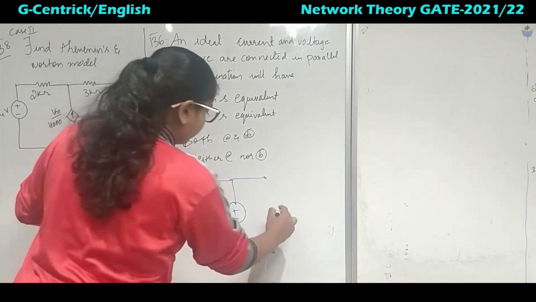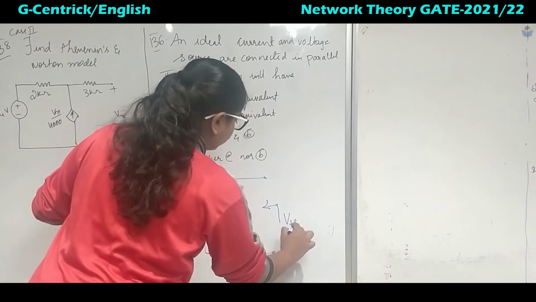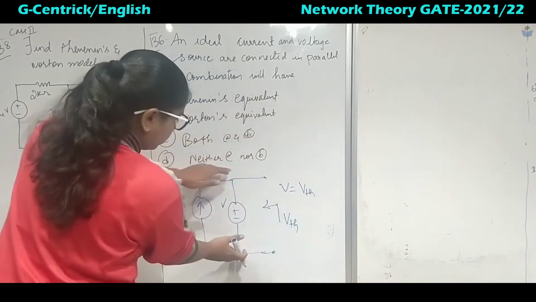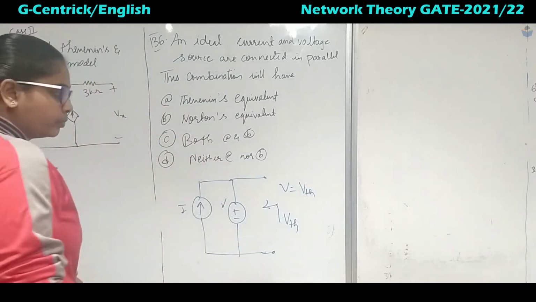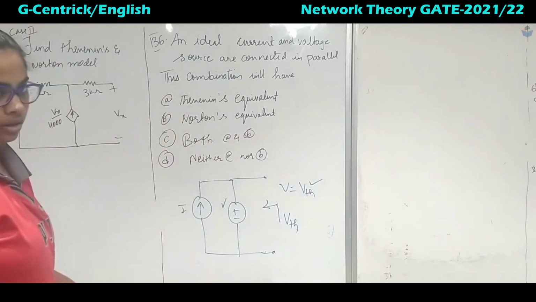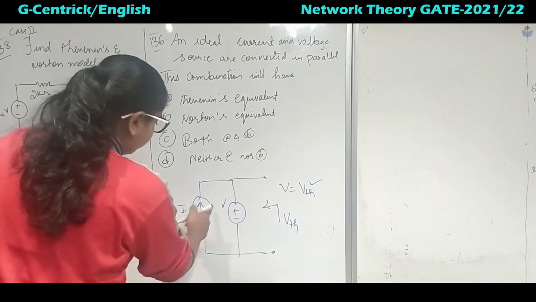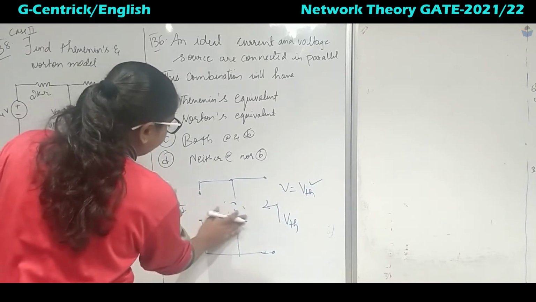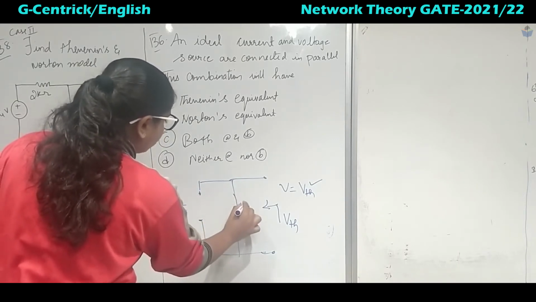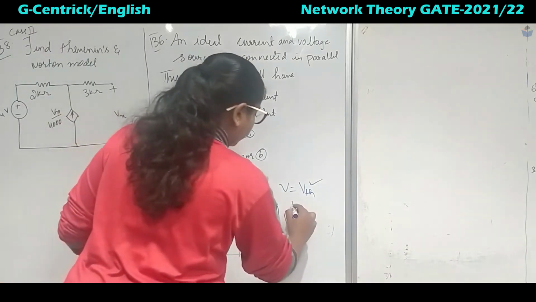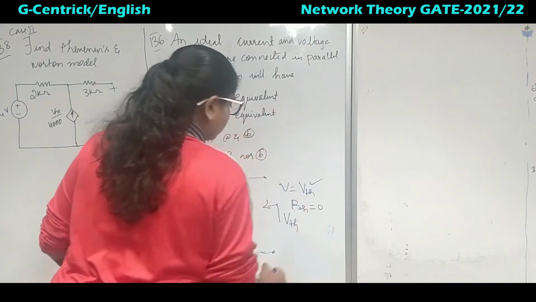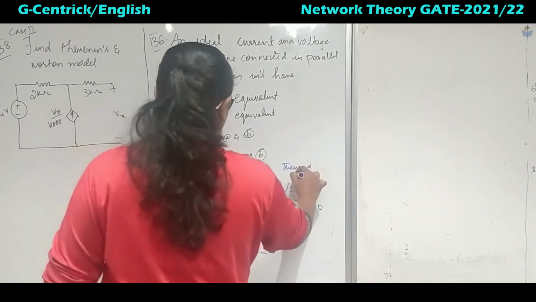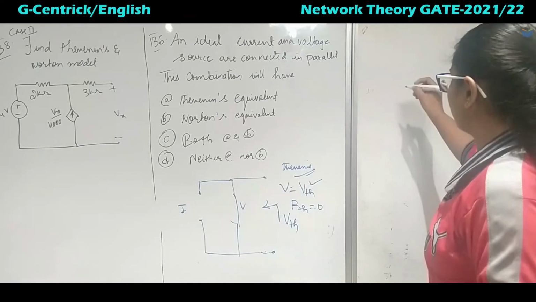Now first we will see Thevenin's. If this is V Thevenin, then the same voltage will occur here as well as here. So VTH will exist. For RTH, what do you have to do? You have to open the current source and short circuit the voltage source. Since there are no resistors, R Thevenin will be equal to 0. So this is a valid case of Thevenin. Thevenin is valid.